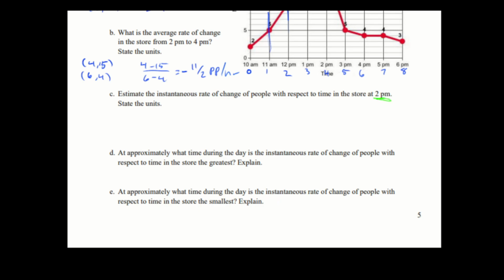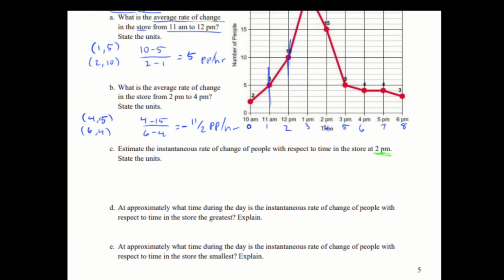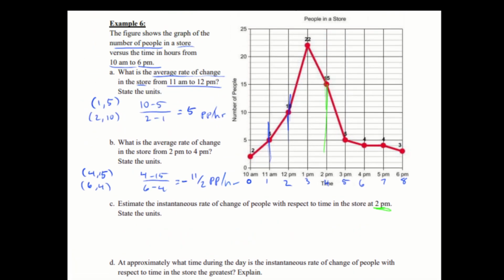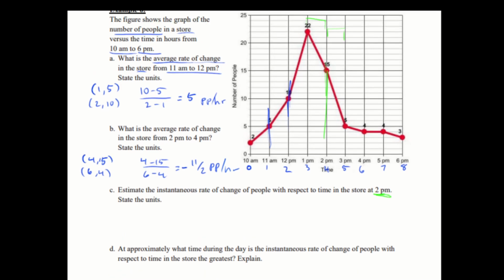Okay, now we'll estimate the instantaneous rate of change at 2 p.m., right? So our way of doing this is to take the average number of people between 1 p.m. and 2 p.m., and the average between 2 p.m. and 3 p.m., and then average those two values out. So let's first find the average of people between 1 p.m. and 2 p.m., right?